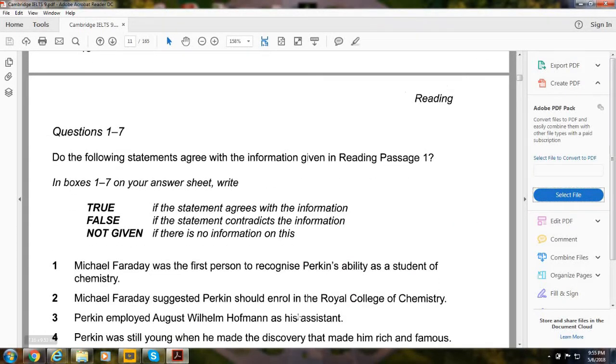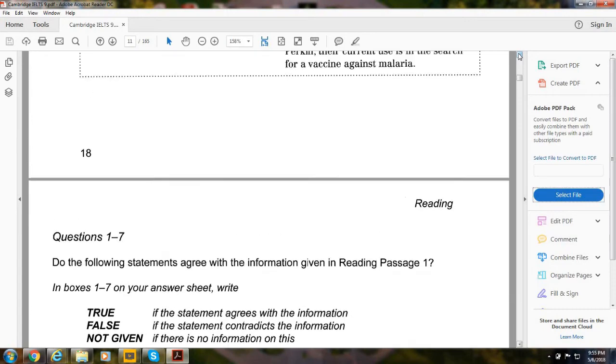Okay, just move on to the next question and do this one now. Perkin employed, I guess, William Hoffman as his assistant. You just have to use the same technique again. Just repeat it multiple times in your mind: Perkin employed William Hoffman as his assistant. So it means that Perkin hired William Hoffman as his assistant. This is what you have to look for now.